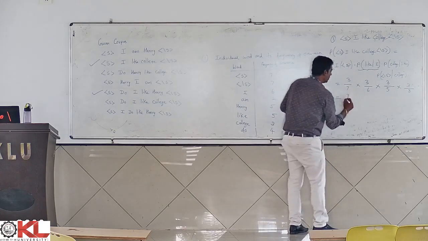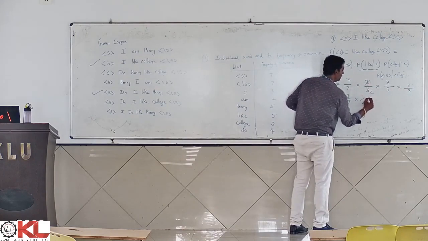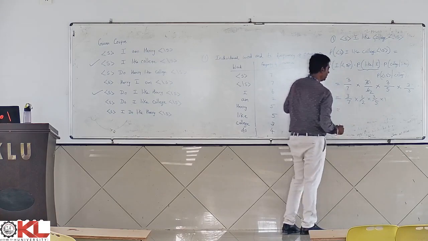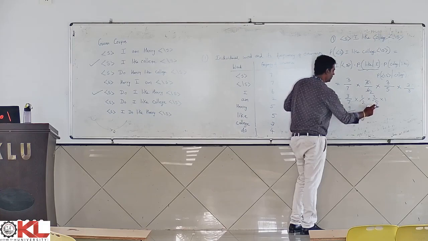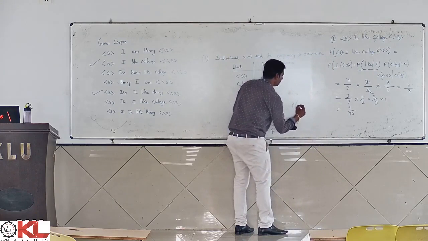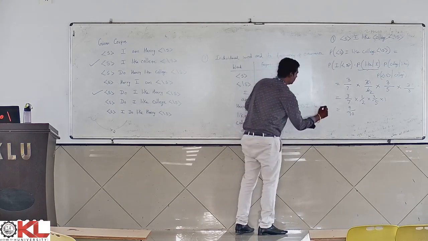So it will be equal to 3 by 7 into 1 by 2, 1 by 2 into 3 by 5 into 1. So what is it? 3 threes are 9, so 9 divided by 7 fives are 35, which is 9 by 70. This is the probability of occurrence of this particular sentence, "I like college."